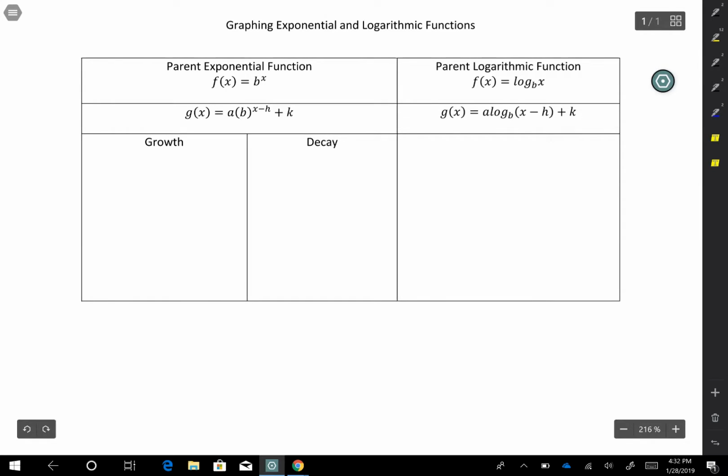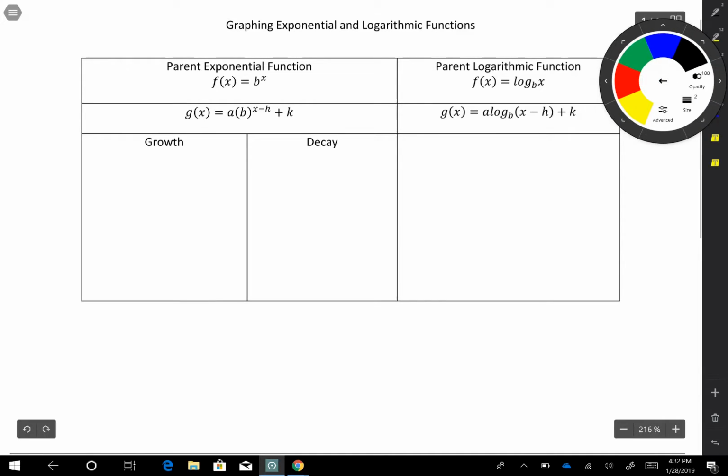First of all, the parent exponential function has the base b. As we know, for both log and exponential functions, we use the letter b to represent the base. So the parent exponential function is f of x equals b to the x, where b could be any number greater than 0. And remember, we can determine whether that function is growth or decay by b. If it's growth, b is greater than 1, and if it's decay, b is between 0 and 1, okay?